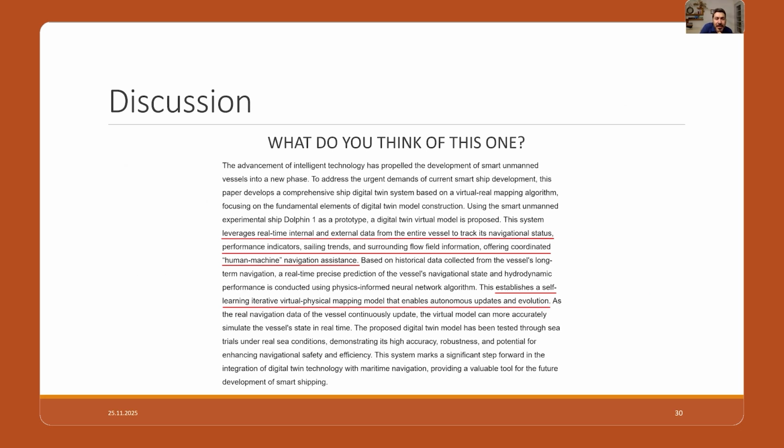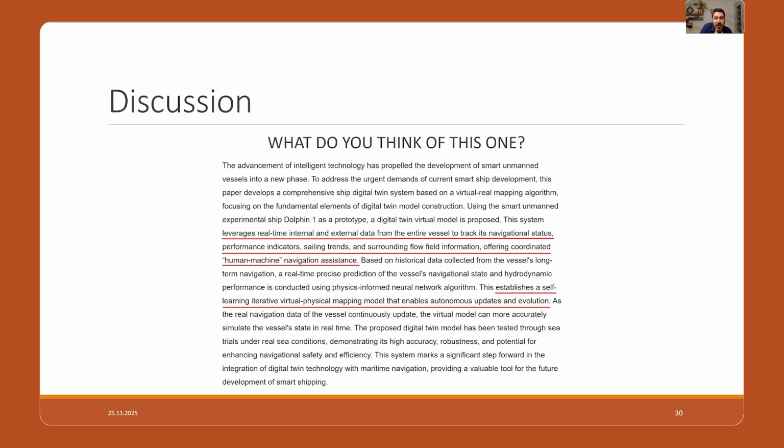The advancement of intelligent technology has propelled the development of smart unmanned vessels into a new phase. To address the urgent demands of current smart ship development, this paper develops a comprehensive ship digital twin system based on a virtual real mapping algorithm, focusing on the fundamental elements of digital twin model construction. Using the smart unmanned experimental ship Dolphin 1 as the prototype, a digital twin virtual model is proposed. This system leverages real-time internal and external data from the entire vessel to track its navigational status, performance indicators, sailing trends, and surrounding flow field information, offering coordinated human-machine navigation assistance.